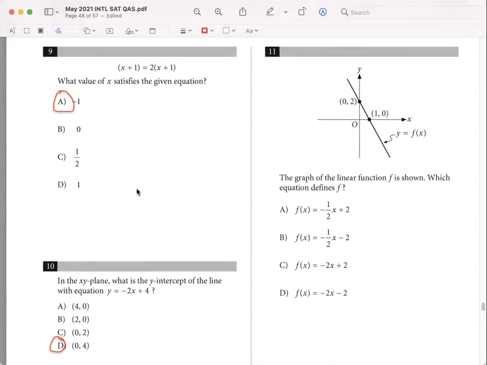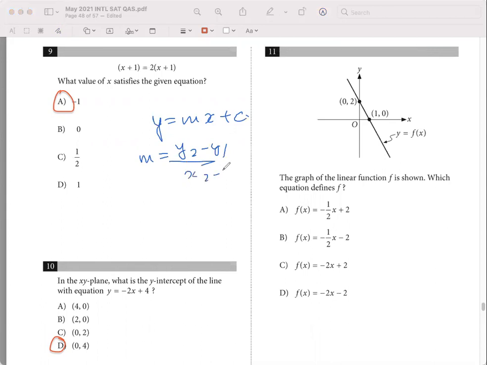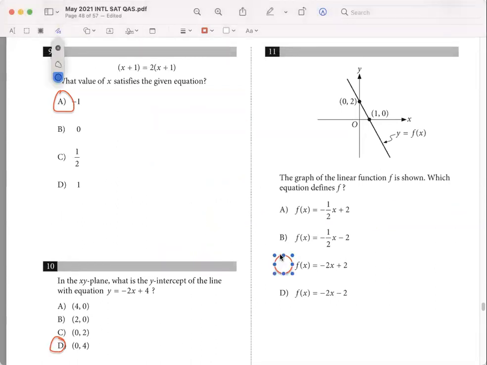Okay, the graph of the linear function is shown. Which equation defines f? So y is mx plus c. So m is y2 minus y1 by x2 minus x1. So that's 2 divided by -1. So the slope is -2. And the y-intercept c is 2. We can see that, right? So y would be minus 2x plus 2. Minus 2x plus 2, option C.